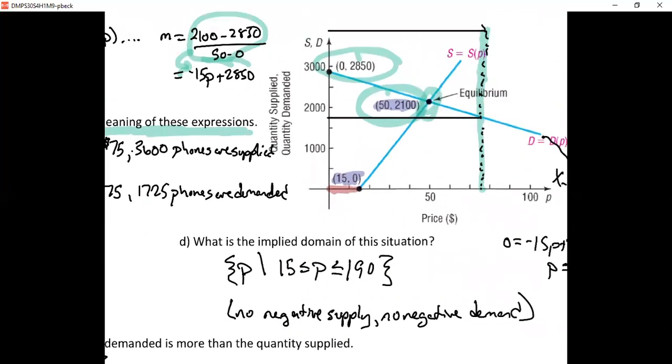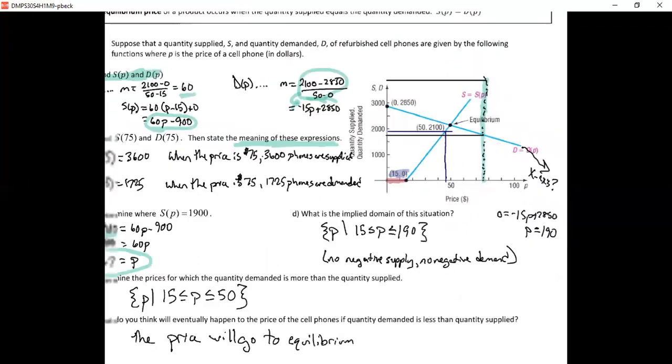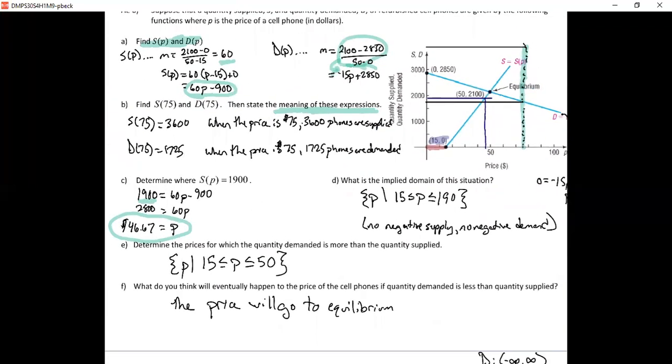So let me erase some of these colors, all these marks that I've been making. Say, okay, 1900 is about right here. So if 1900 is about right there, does that mean that's 46.67? Yes, it does, in my opinion. So I'm all good, or at least I feel like I'm on the right track.